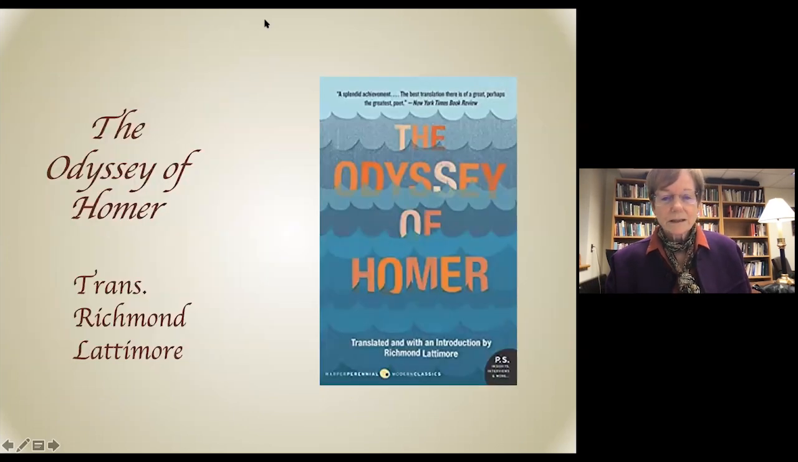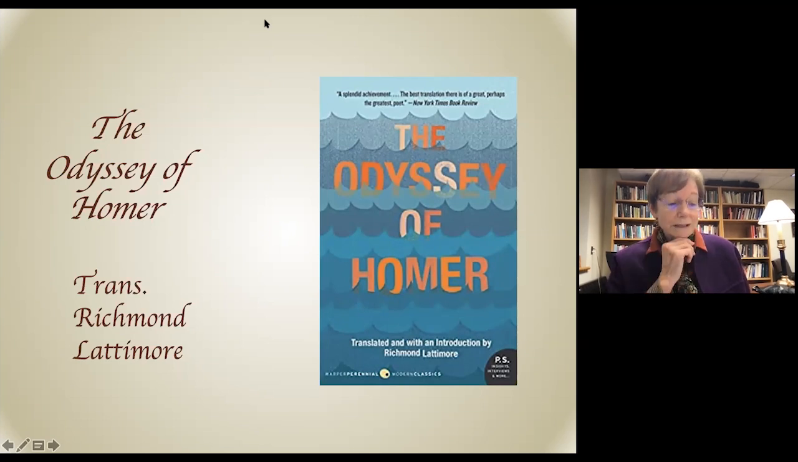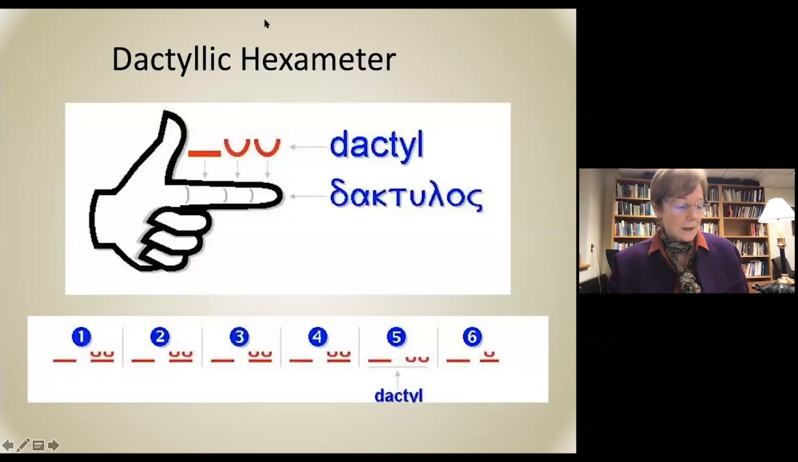We're using the translation by Richmond Lattimore. The work of all translators varies in terms of word choice and phrasing, so it's important for all of us to have the same translation. And I like this one because Lattimore retains the sense of the formulaic epithets, which I'm going to talk more about right now. First, though, this next slide is a little bit silly, but it makes its point.